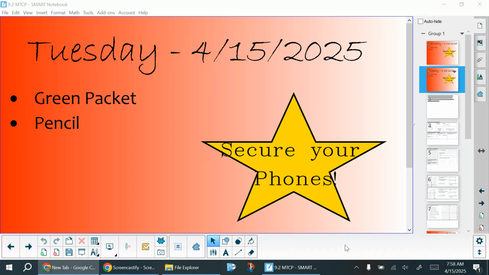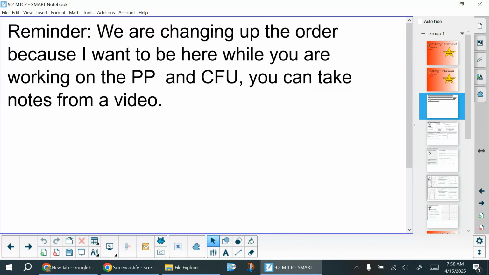So right now, we filled out page 2 and 3. We're skipping over page 4 and 5 right now, and I think we're on page 6 at this point. So go ahead and find page 6. If you don't have a packet from yesterday, the sub should have the stack of packets. One should be in there with your name on it if you were gone yesterday.